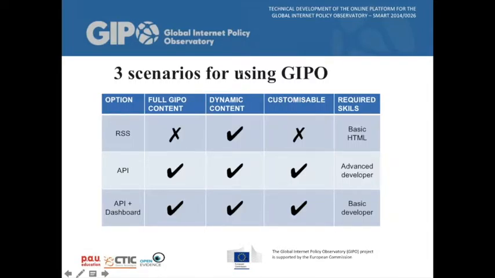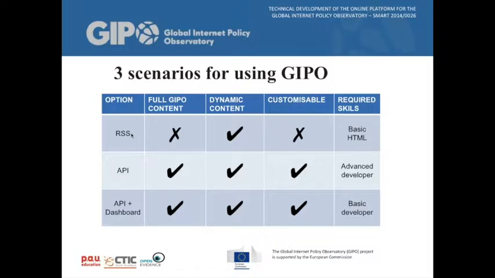There are 3 scenarios for using JIPO. So first of all, you can use JIPO as a basic RSS feed. It requires just basic HTML skills. Then you can use it through API, which means that you need a little bit more advanced developer to customize the code of the JIPO to the needs of a specific user. And then you can use both.